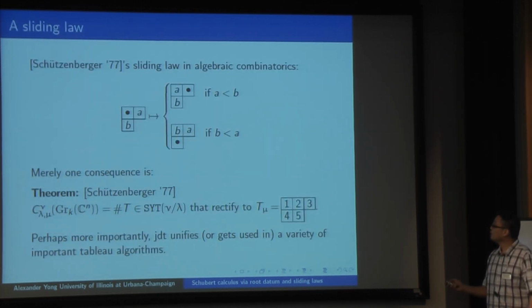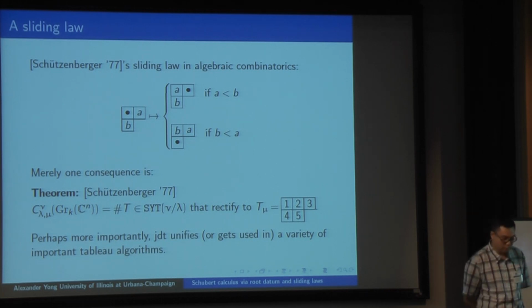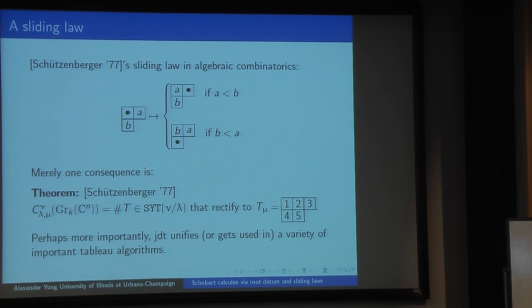Okay. So the other element of the conversation that I want to have is this granddaddy of simple laws in algebraic combinatorics. It is the Schützenberger-Gilbert sliding law. And so there is the rule: you imagine locally you have a tableau, A and B's, and if A is smaller than B, you go to the top row, and if B is smaller than A, you go to the second row.